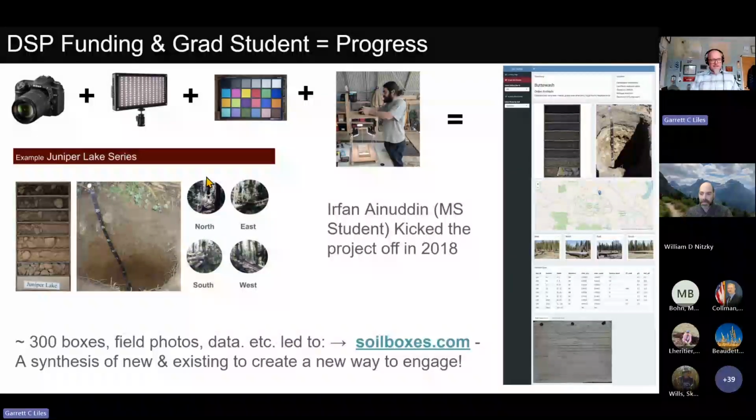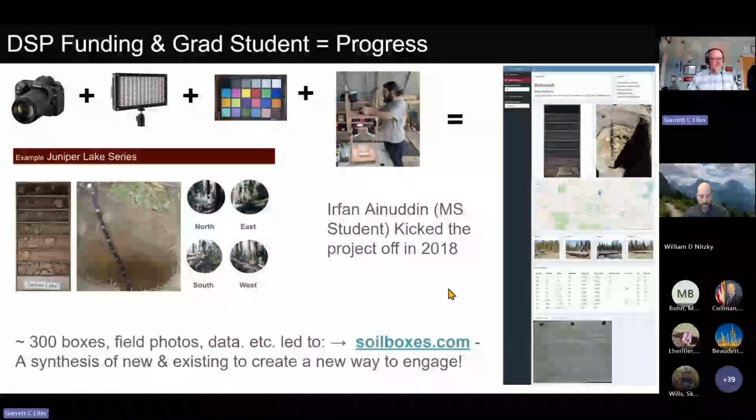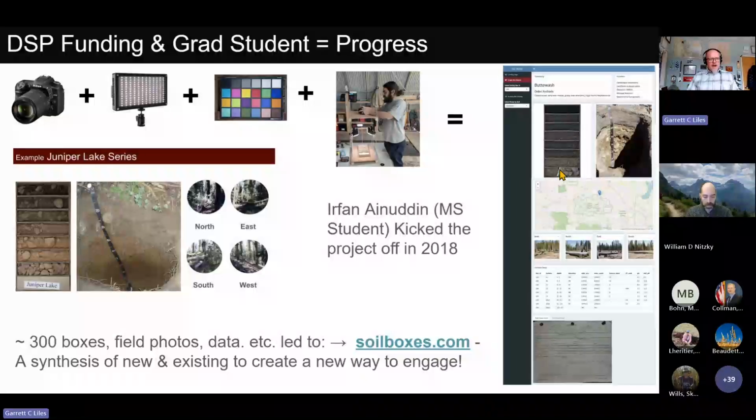Like the money went to producing some data about soil health, but I was able to fund a master's student, Irfan Iduddin, who's finishing up his PhD at Minnesota now. And we really got inspired to try to digitally archive these boxes, take really high quality pictures. He produced a working website.